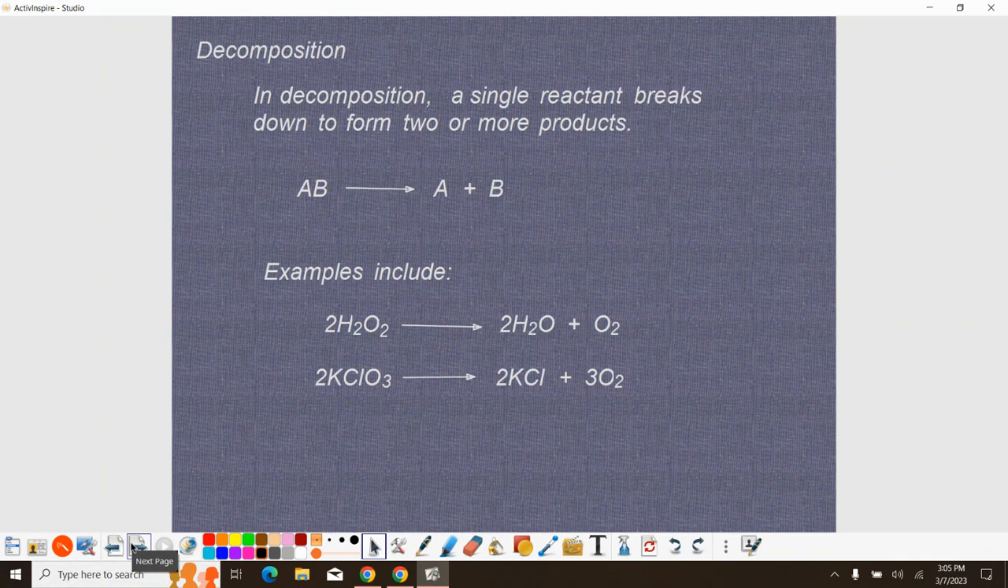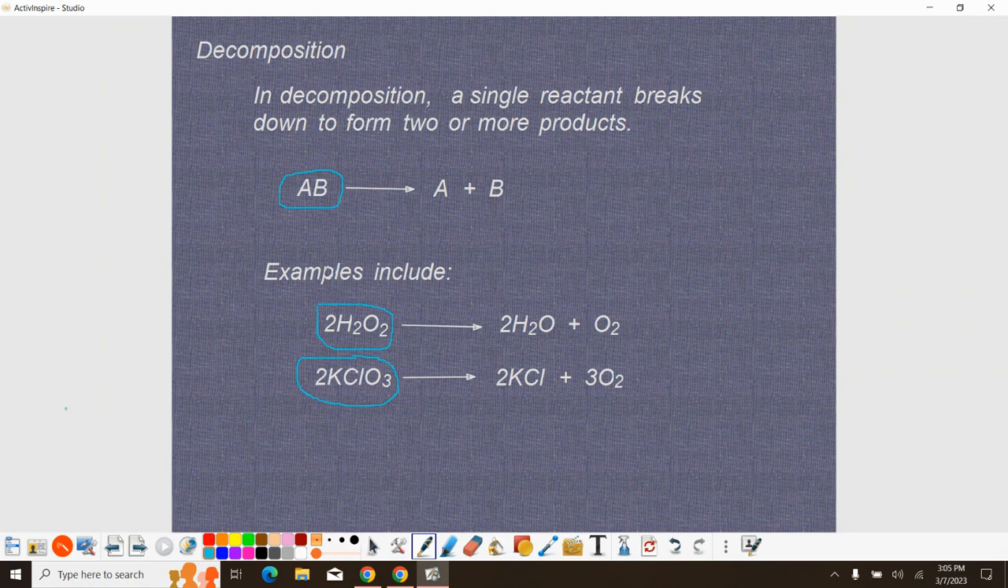The opposite of a synthesis reaction is a decomposition reaction. This is when one reactant breaks down to form 2 or more products. One reactant making 2 or more products. And again, whenever you have one of something, there will be no plus sign there. So this time we have no plus sign on the reactant side. And again, if you look at our examples down here at the bottom of the page, there's no plus sign on my reactant side there.